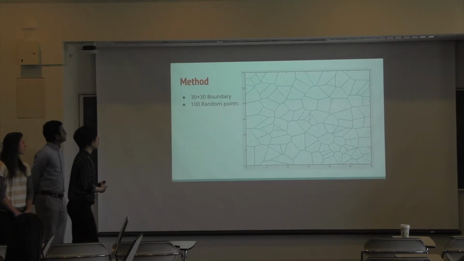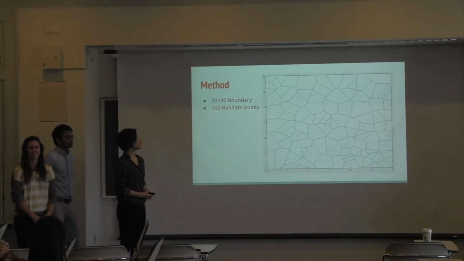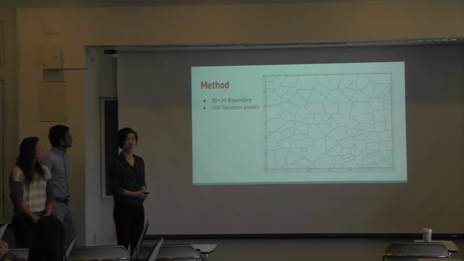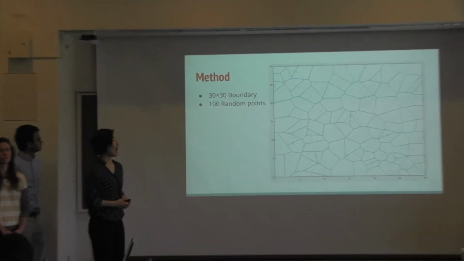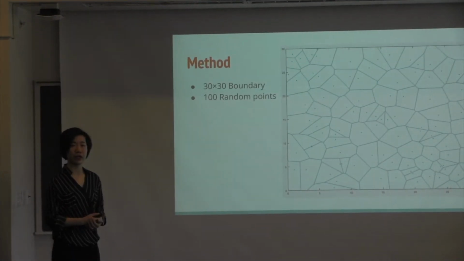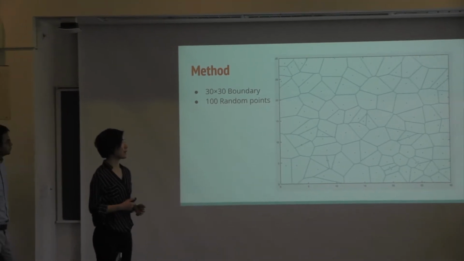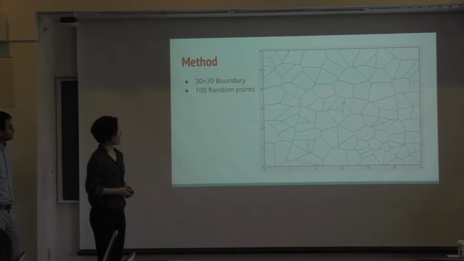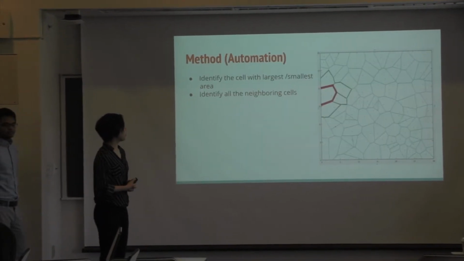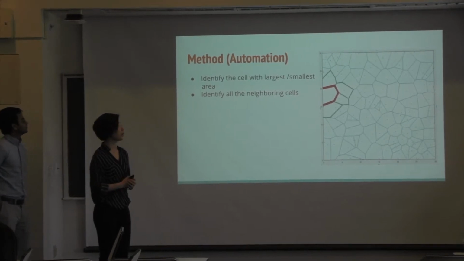Okay, so right now I'm going to talk more in detail about how we approach our project. Our group chose to use a program called MATLAB, and we first of all started by defining a 30 by 30 boundary, and then we use this program to generate 100 points. So here is a graph that shows a sample Voronoi diagram based on these 100 points. And next, we move on to the automation process, and this is also our main process in our project.